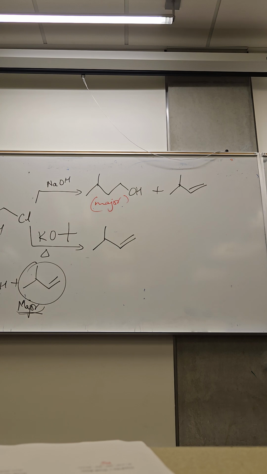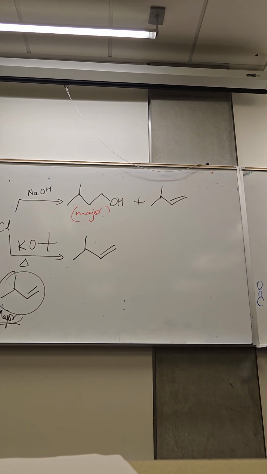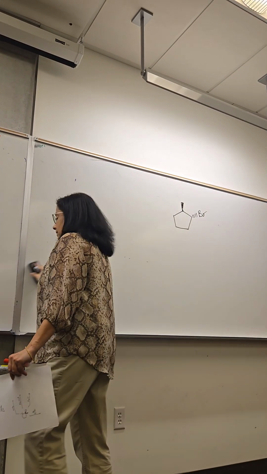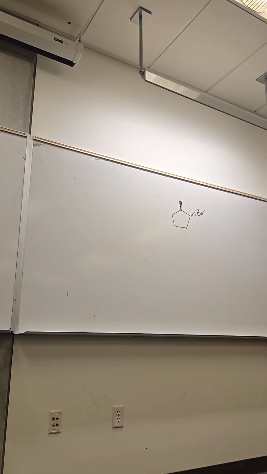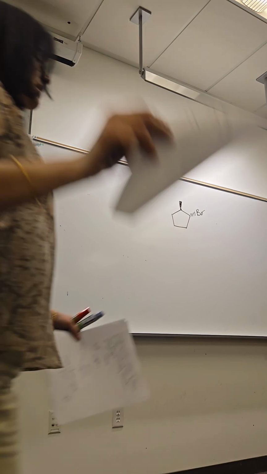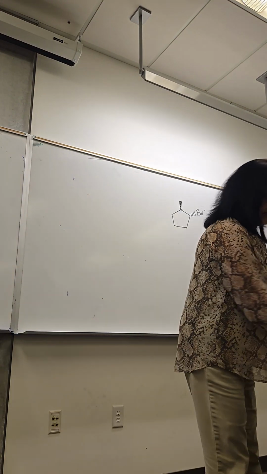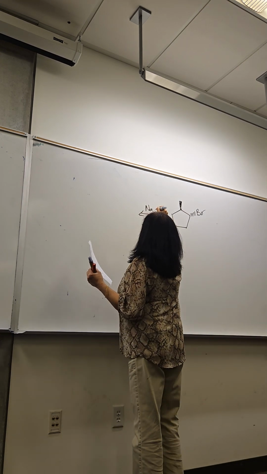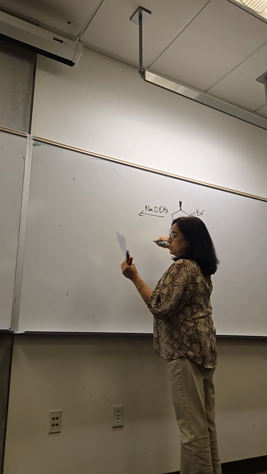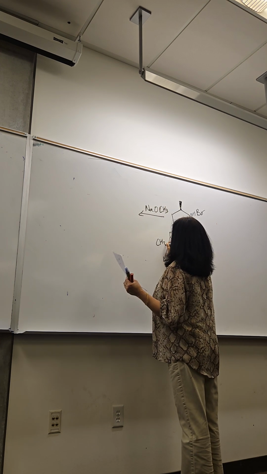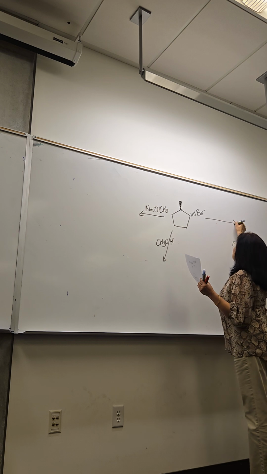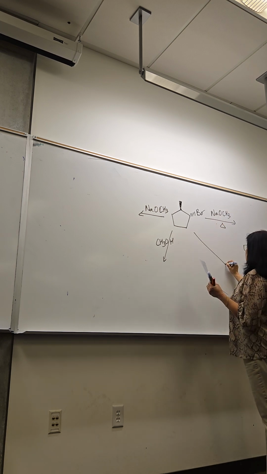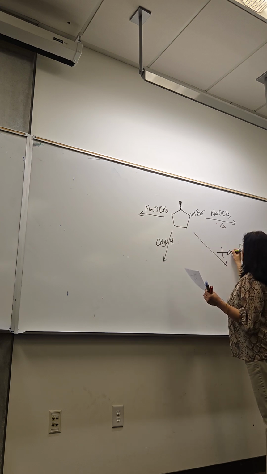We have this as the substrate. Are you guys with me so far? Now that's a secondary substrate. What does the table say for secondary substrates? So we are doing four things here. We are reacting this with sodium methoxide. We are reacting this with methanol. We are reacting this with sodium methoxide, but with heat, and then reacting this with t-butoxide with heat.